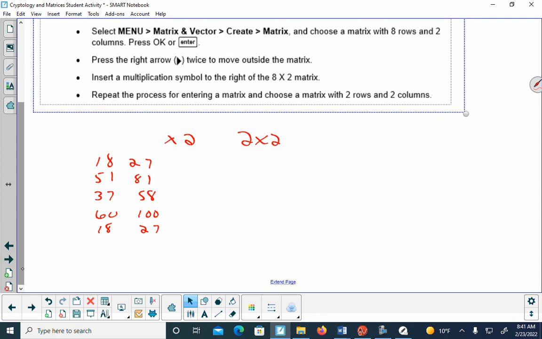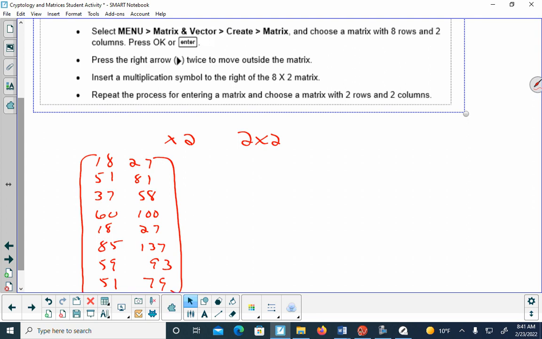Keep on going: 85, 137, 59, 93, 51, 79. I'm lucky that I ended with an even number, and I have 1, 2, 3, 4, 5, 6, 7, 8 rows. So this is an 8 by 2. I want to come up with an 8 by 2 document, and those are the directions they're showing you down below, which we've done a lot of times already.